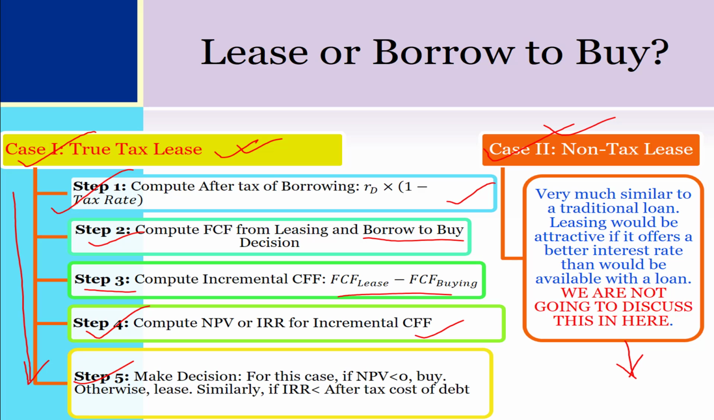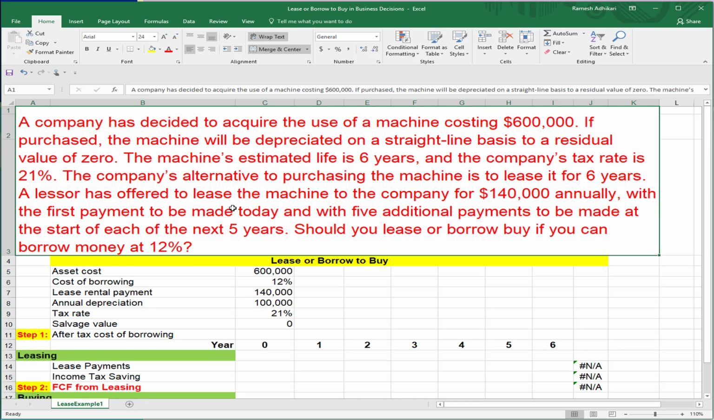Now next, I want to provide a numerical example on how to really do it. Here is an example. A company has decided to acquire the use of a machine costing $600,000. If purchased, the machine will be depreciated on a straight line basis to a residual value of 0. The machine's estimated life is 6 years and the company's tax rate is 21%.